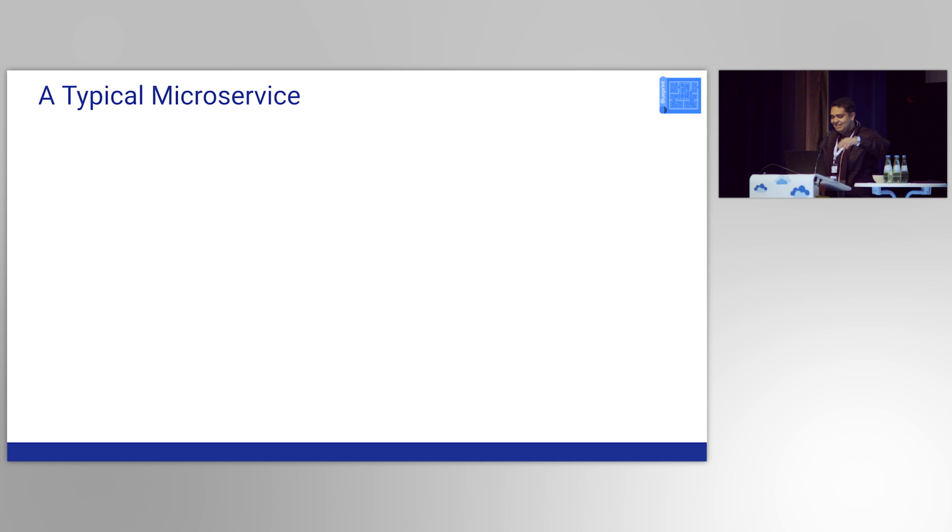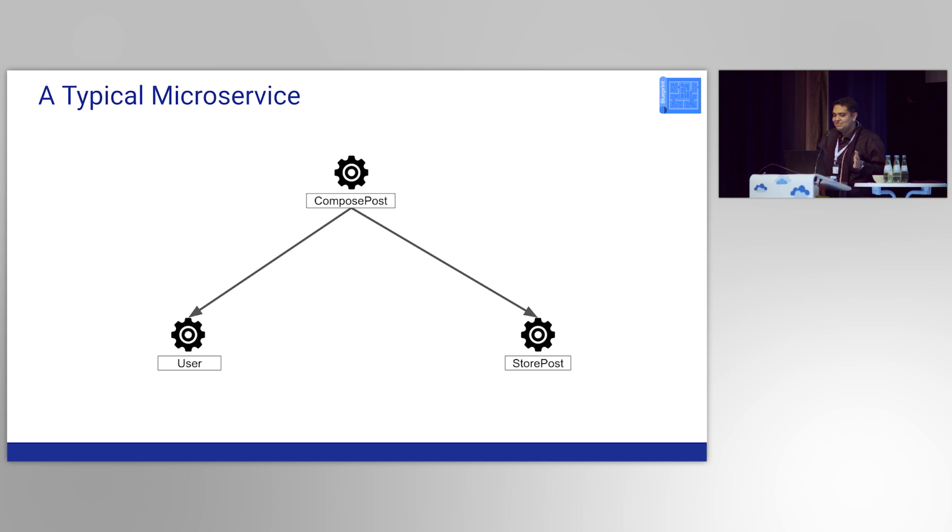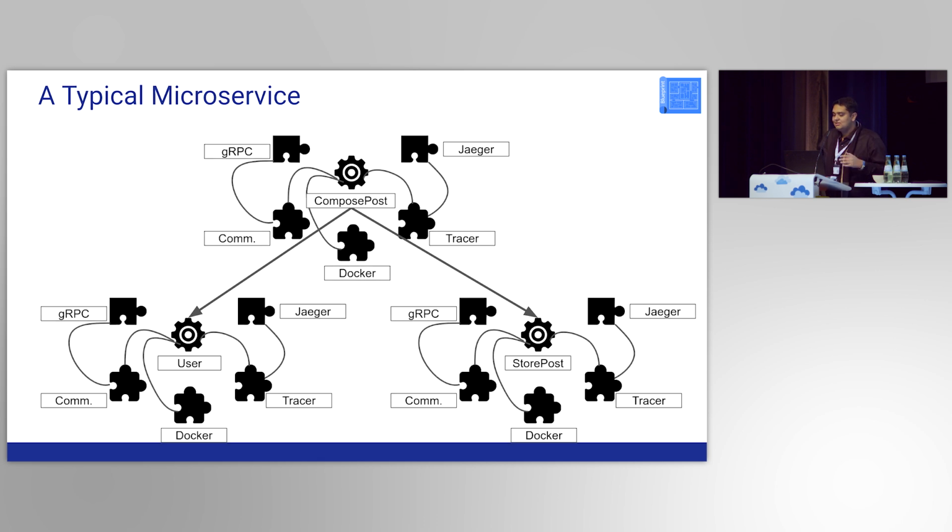All right. In a microservice application, a typical microservice serves a single capability. For example, a compose post service in a social network would only be responsible for creating posts. These services are loosely coupled and are connected over the network. To orchestrate the execution, these services typically use common libraries and frameworks for adding desired features such as tracing or implementing communication frameworks such as gRPC.